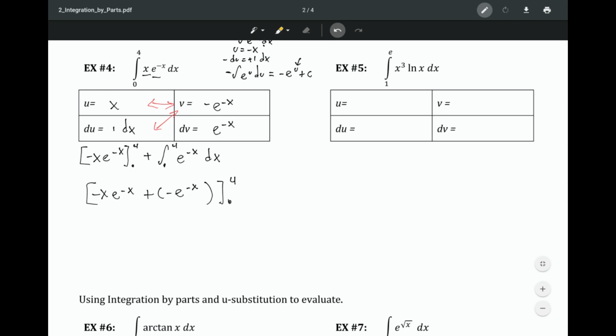All right. So this would be negative 4e to the negative 4 minus e to the negative 4. And now I'm going to plug in the 0. So if I plug in a 0 here, I would get 0 minus negative 1, or 0 minus 1, excuse me, or e to the 0. And then I'm just going to add like terms at this point. That's the answer for that.